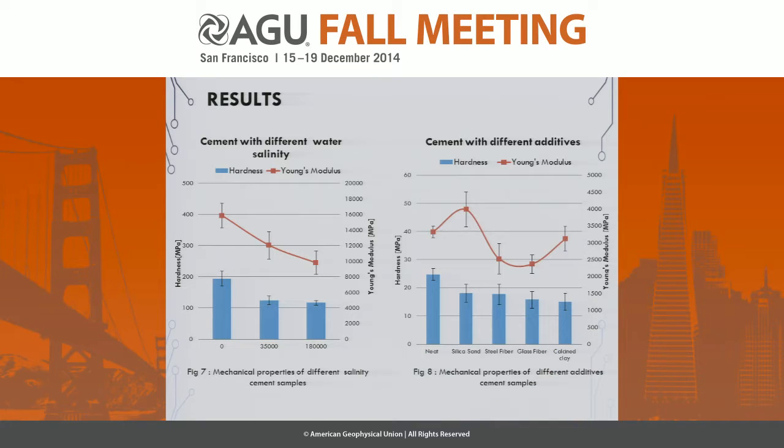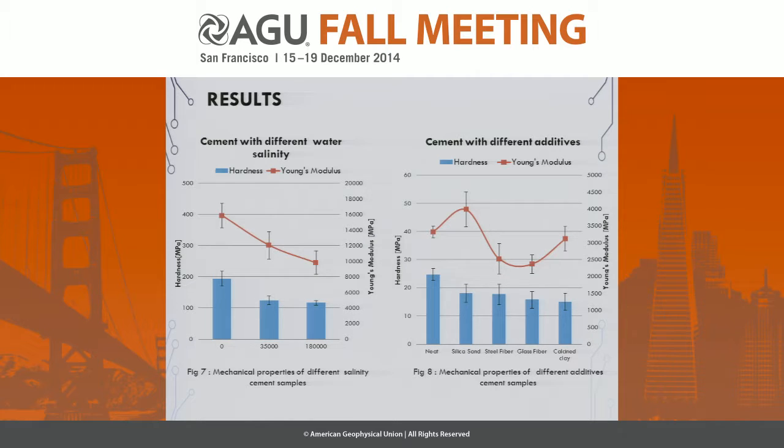And on the right is the cement sample with different additives, including neat cement, silica sand, steel fiber, glass fiber, and calcium clay. As you can see, after adding additives to the cement, the hardness actually drops no matter what you add. This is because the material you add into the cement is never perfectly bound with the cement. And the Young's modulus really depends on the material you add.